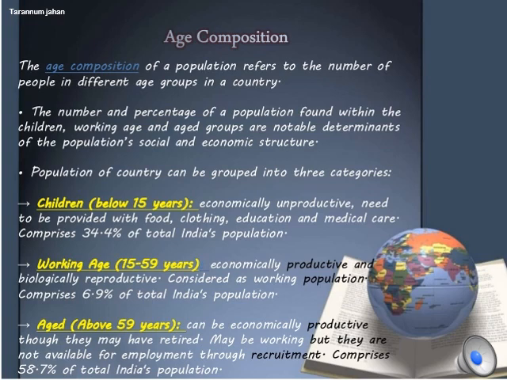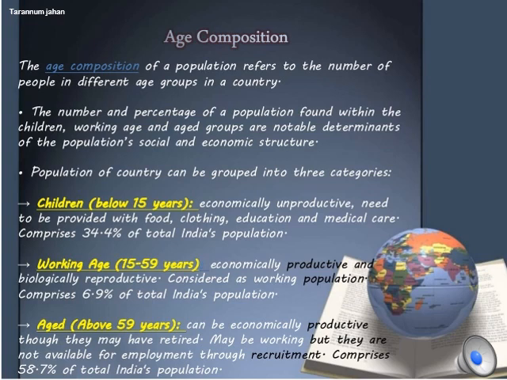Working age comes from 15 years to 59 years of age. They are economically productive and biologically reproductive. Economically productive in the sense they can bring certain income, they can improve the per capita income, they can contribute to the gross domestic product, that is GDP, of the country. But they are even biologically reproductive in the sense they are at the age where they can give birth to new children. So they are biologically reproductive, and they comprise the working population.